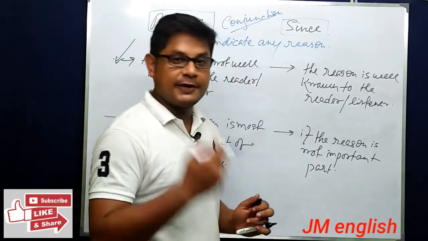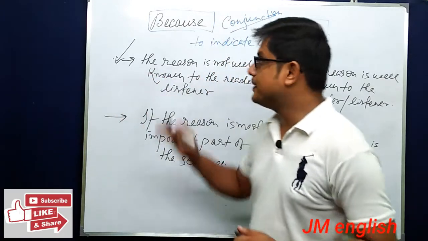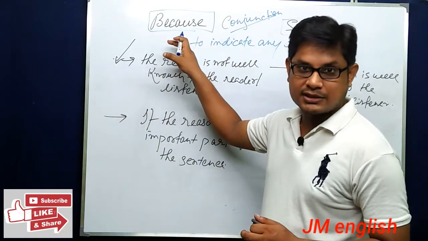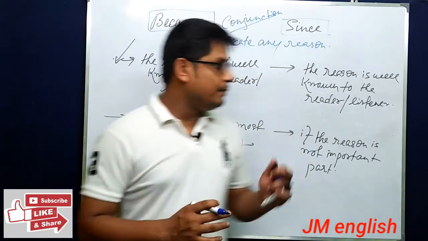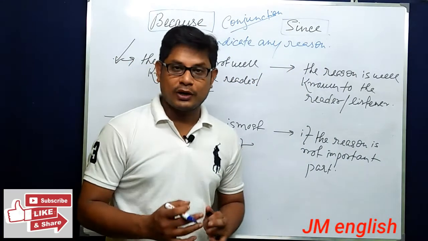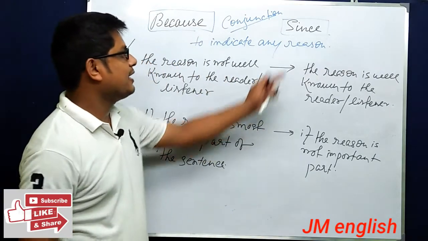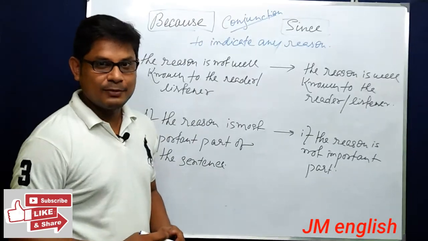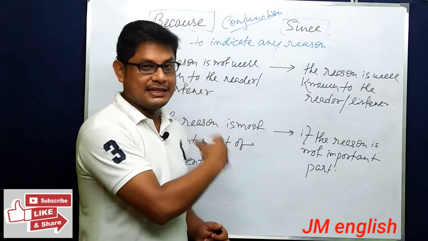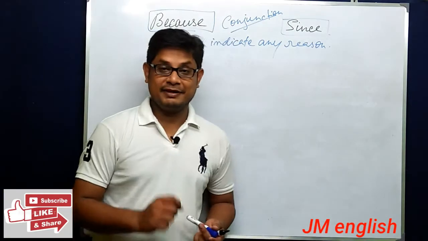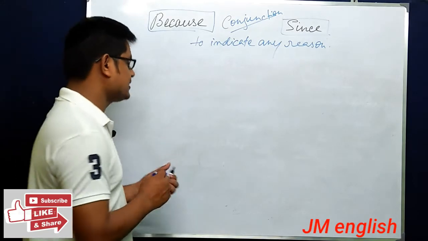So if the reason is very important in the sentence, you have to use because, since this conjunction emphasizes the reason in the sentence. But if the reason is not that important in the sentence, and if the reason is very well known to the person, then you have to use since. Okay, now let me give you a few examples to explain these. At first, let me give you 2 or 3 sentences regarding because.